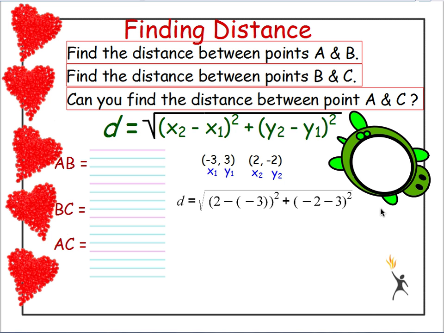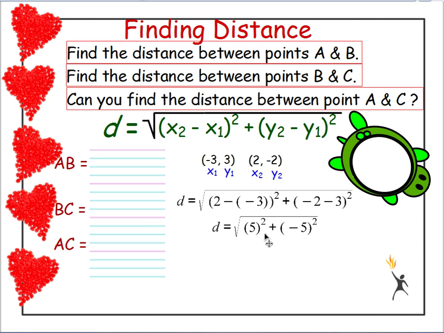Order of operations says I have to do what's in the parentheses first. So I'm going to take this 2, subtract a -3, and the negative 2 minus 3 in the second set of parentheses and calculate those first. 2 subtract a negative 3, the double negative becomes a positive. 2 plus 3 is 5. Negative 2 minus 3 is a negative 5.